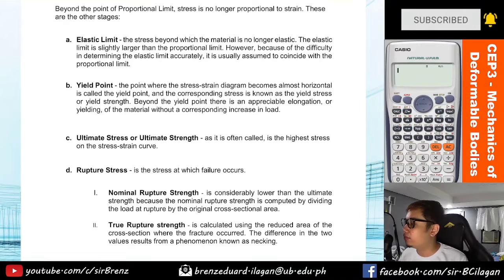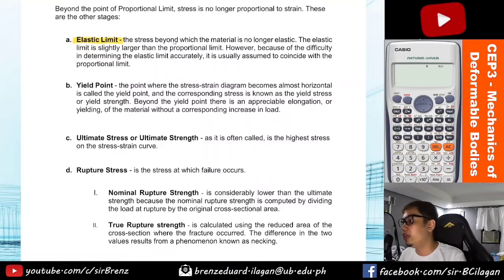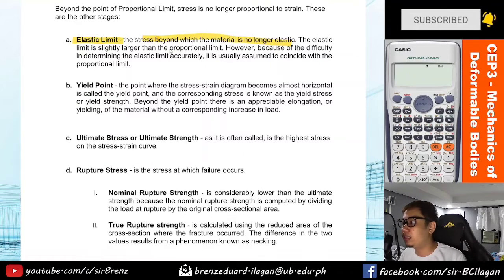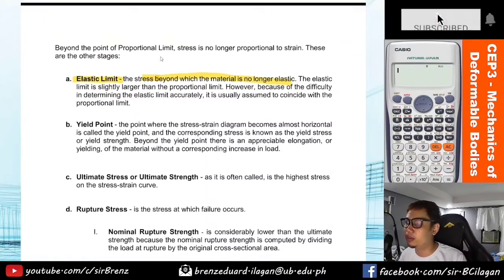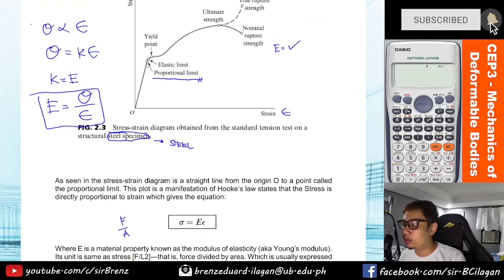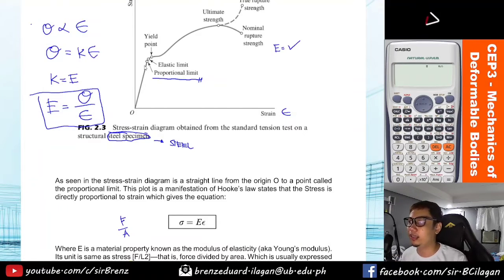Okay? So, for the first one, we have the elastic limit. So, under this stage, the stress beyond which the material is no longer elastic. Okay? So, the elastic limit is slightly larger than the proportional limit. However, because of the difficulty in determining the elastic limit accurately, it is usually assumed to coincide with the proportional limit. So, ito daw yung point kung saan nag-coincide. Okay? So, almost kasunod lang talaga ng proportional limit natin. Okay? So, ayan yung ating elastic limit.